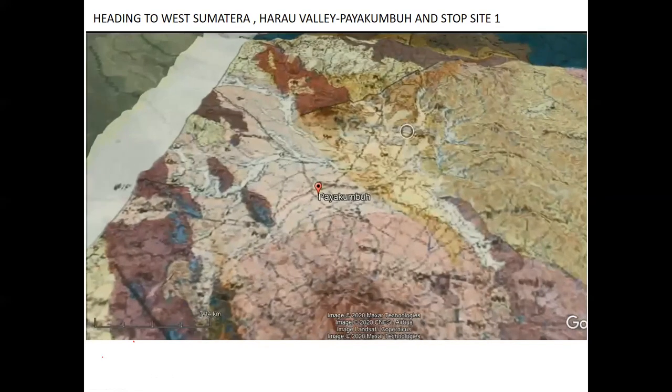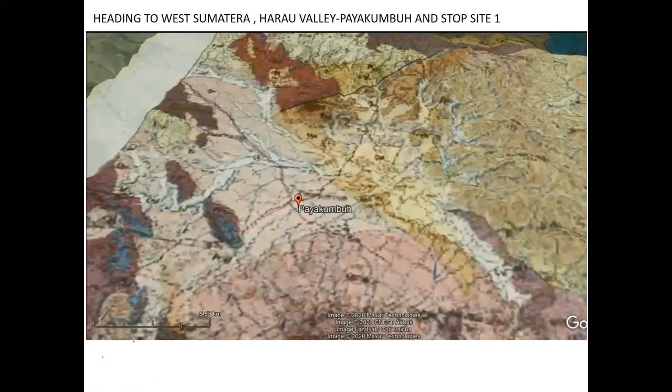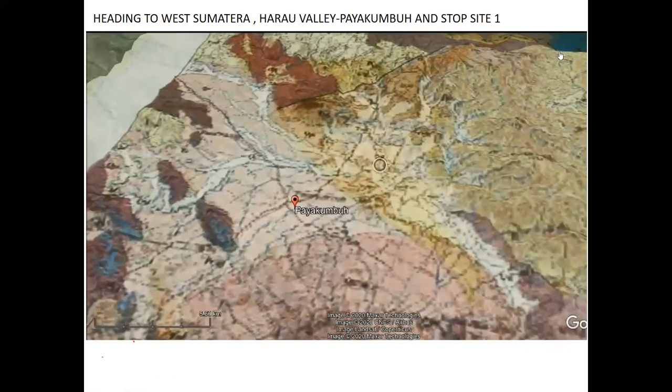We overlay with the geological map, and we can see the distribution of the Brani formation on the surface in the Payakumbuh area. So if you see this black line, it's the Kelok Sembilan fault, as a boundary between the Kuantan formation, the basement, and the formation above, which is the Brani formation. You can see also the distribution of the Quaternary sediment in the southern part.